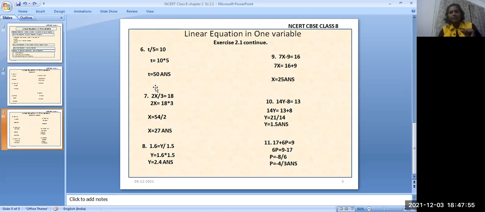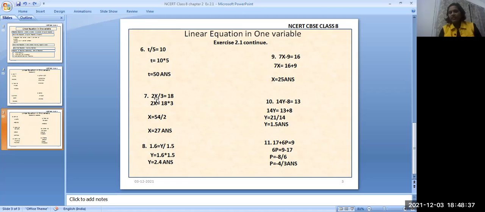Now this is our last page. T divided by 5 is equals to 10. That means what we can see, t is a variable, 5 is a number, again 10 is a number. So what we should do, take the number towards the right hand side, and once you can see 5 is in the denominator of t, so once it is going to move towards right hand side, this will multiply because here it is in the form of division. So once it will go towards the right hand side, it will multiply. So 10 multiply 5, t is equals to 50.